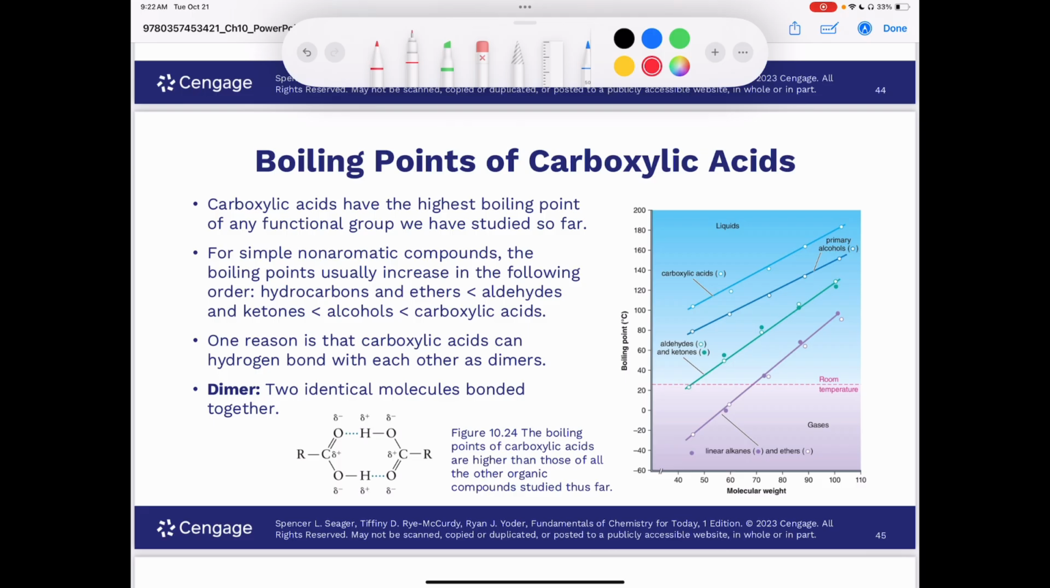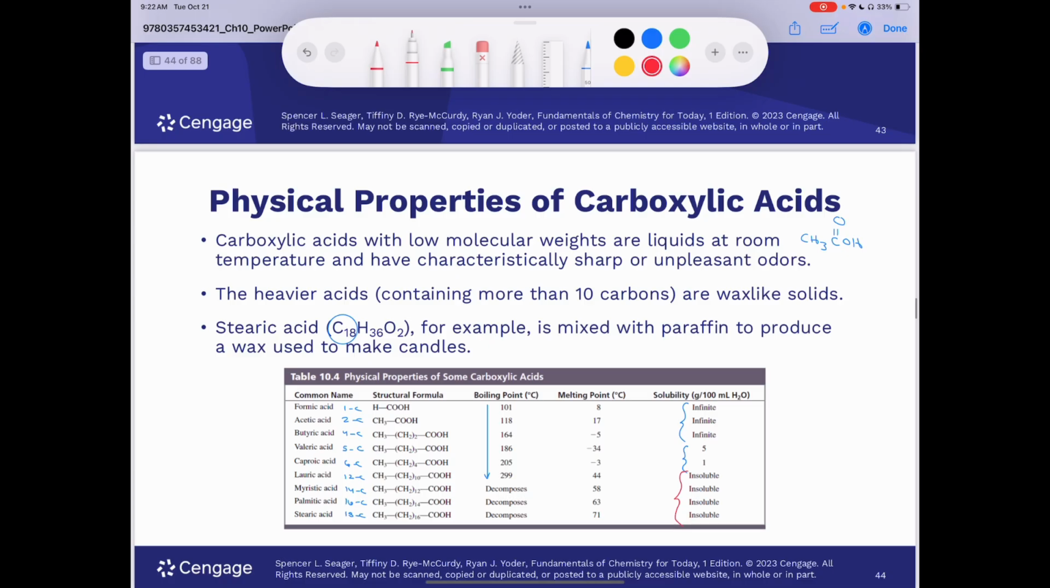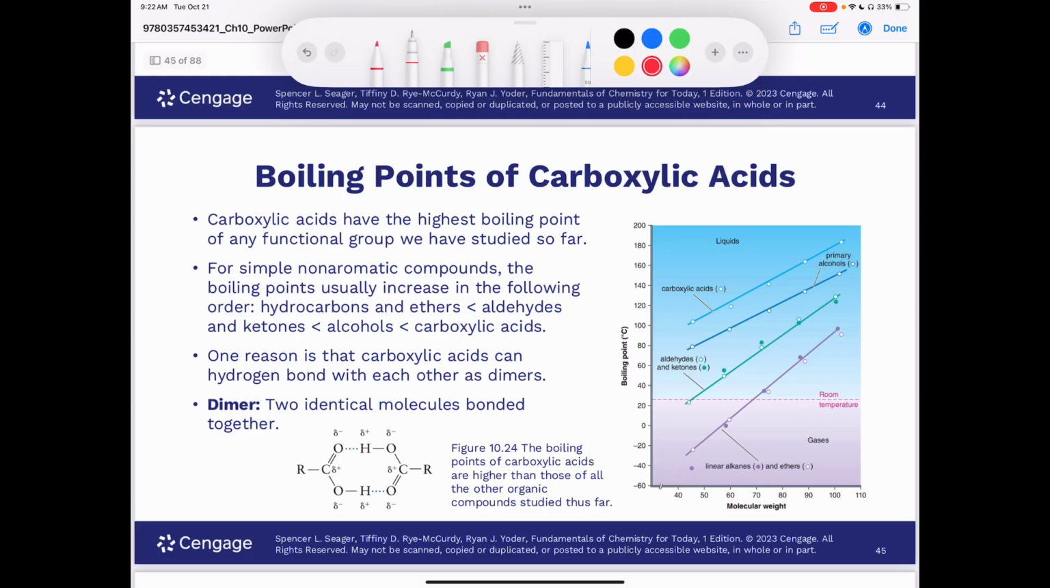And again, the boiling points of carboxylic acids, as you saw, are very high. If we go back to the previous slide, you see that the boiling point of formic acid is higher than that of water. And so carboxylic acids have higher boiling points than any other functional group that we've looked at so far. Now, for simple non-aromatic compounds, the boiling points usually increase in the following order: hydrocarbons and ethers have the lowest boiling points, followed by aldehydes and ketones, then alcohols, and then carboxylic acids. You can see on this graph that when it comes to boiling points, carboxylic acids are this line at the top, and so they're the kings of the castle.